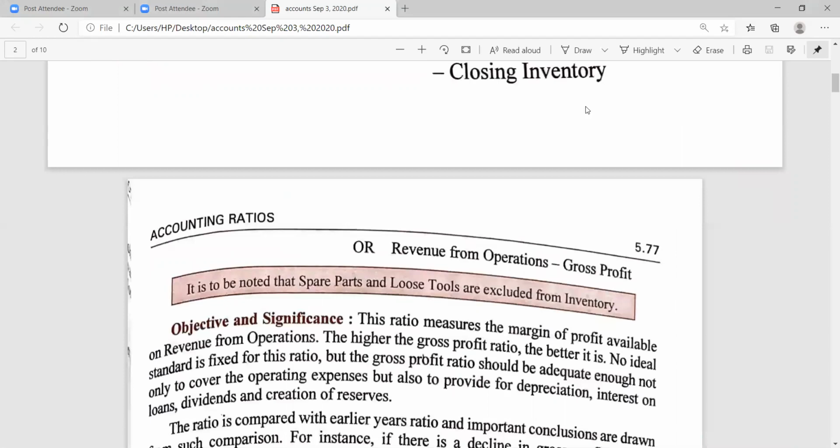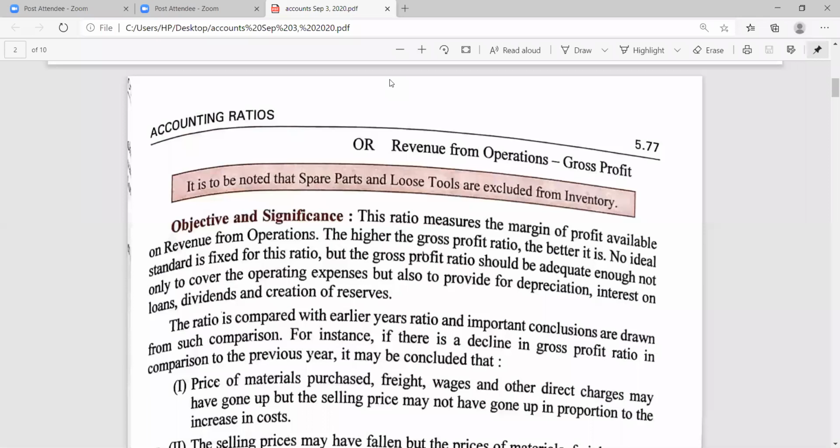There is another formula for calculation of cost of revenue from operation, that is revenue from operation minus gross profit. If in the question gross profit is given to you instead of the basic information related to cost of goods sold, in that case you have to apply the formula revenue from operation minus GP. And in case of loss, it will be revenue from operation plus gross loss. Now, what is the objective or the significance of calculating this ratio? This ratio measures the margin of the profit available on the revenue from operations.